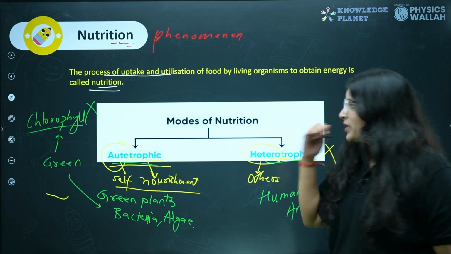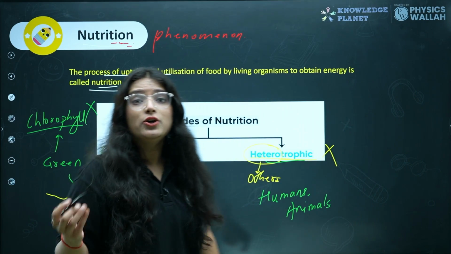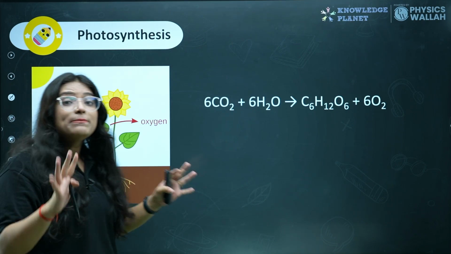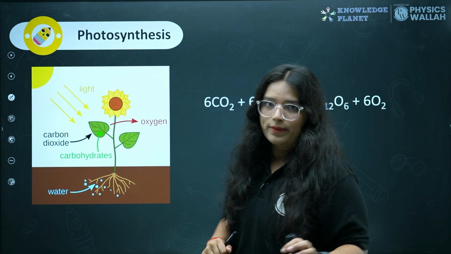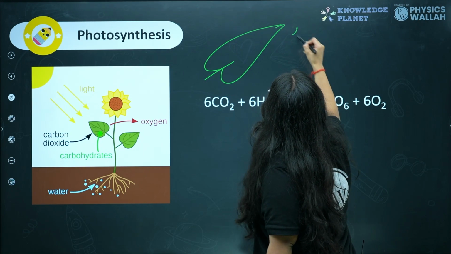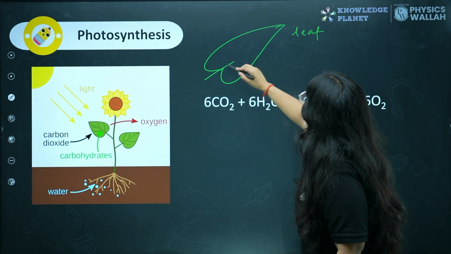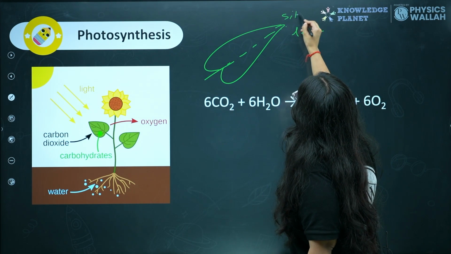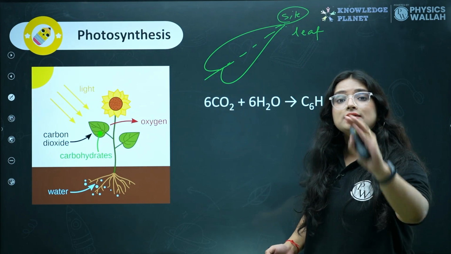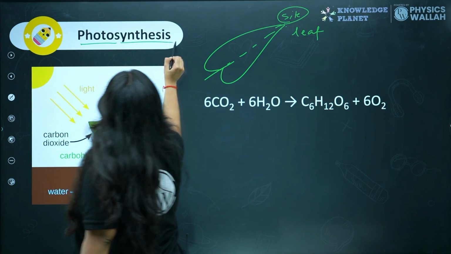Okay, now let's talk about these green plants. How are they capable of producing their own food, right? So let's talk about that. In the green plants specifically, we are going to talk about the leaf of the green plant. Okay, in the leaf. So this is the site of the nutrition. What's happening here? There is a special process going on, and that special process is known as photosynthesis.